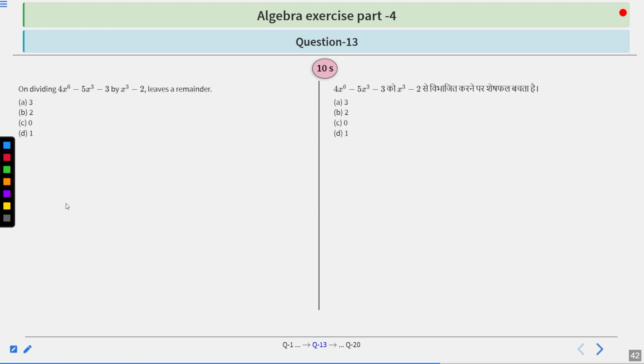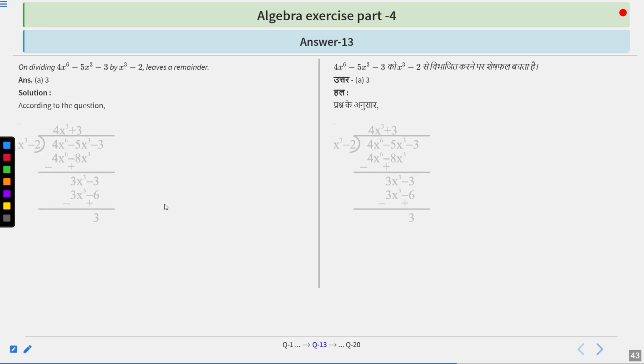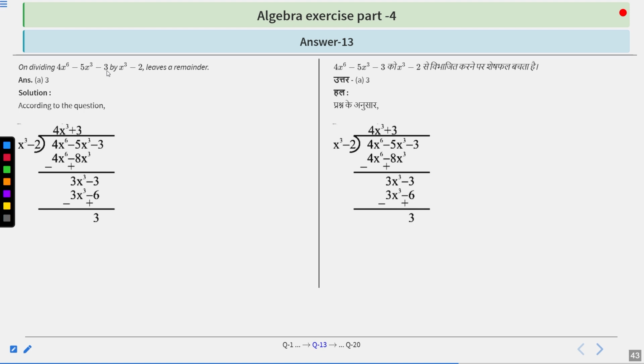Next is, on dividing 4x power 6 minus 5x cube minus 3 by x cube minus 2, what is the remainder? And the options are option A 3, option B 2, option C 0, and option D 1. These are the options. So, according to the question, when we divide 4x power 6 minus 5x cube minus 3 by x cube minus 2, then what is the remainder?